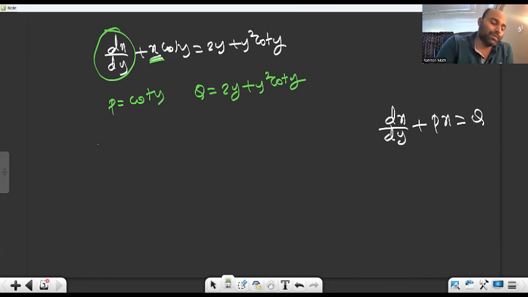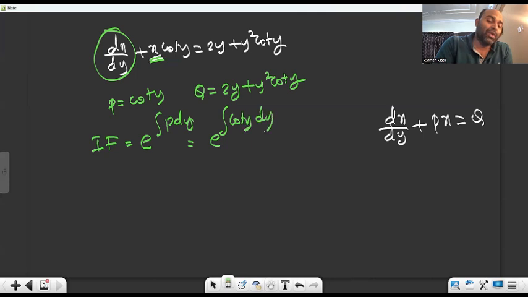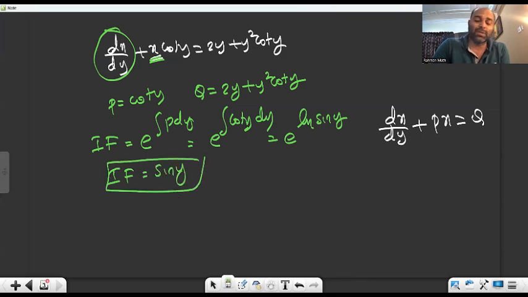Now the integrating factor, listen. e raised to integral p dy, not dx. Integral cot y dy. Integral of cot x is log sin x. So you can write e raised to log sin y. So e and log get cancelled. The integrating factor is sin y. Please write down your integrating factor sin y. Similar type, one more question I'll give you. Practice everything, don't forget it. Integrating factor sin y.